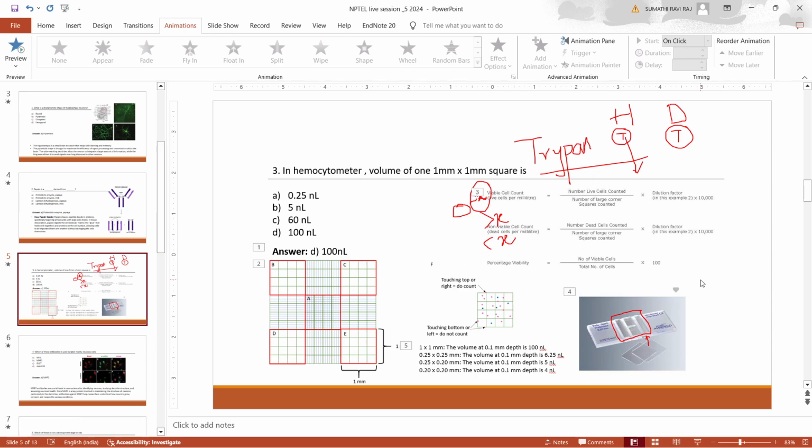And then your percentage viability will be your number of viable cells by total number of cells counted. Your total number of cells is viable plus non-viable, into 100. So this is your percentage viability. It should be higher than 95%. It should be 98, 99. Then your cells are very healthy. If it's very less, that means you have more dead cells than live cells. Then it's not a good set of cells. Okay. So always count your cells before seeding.